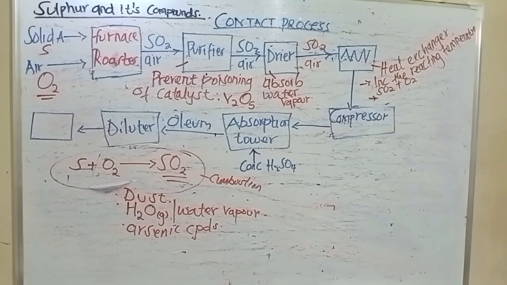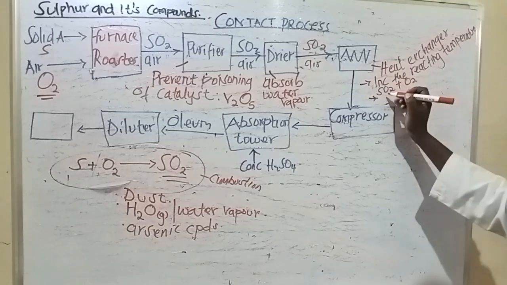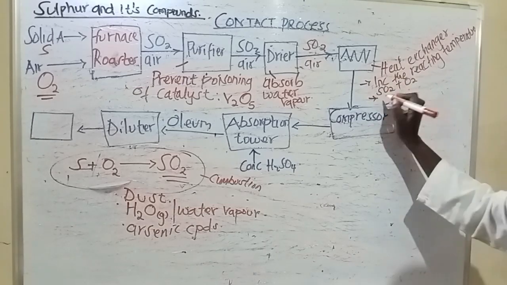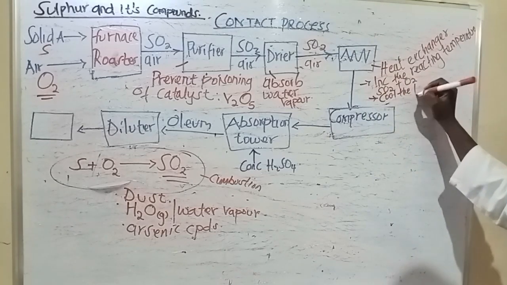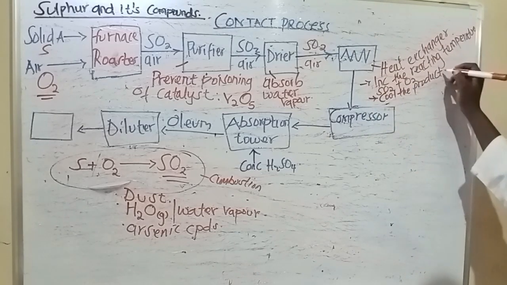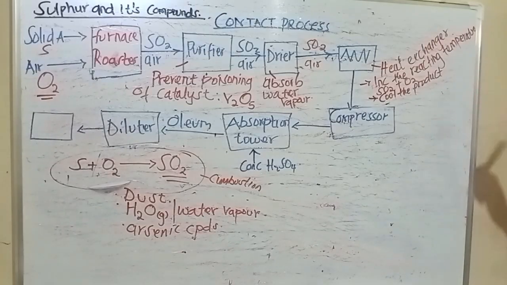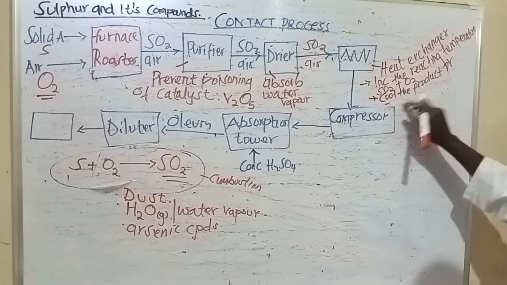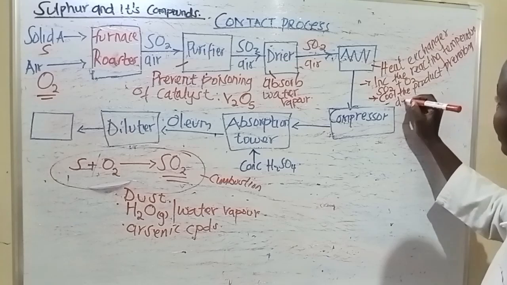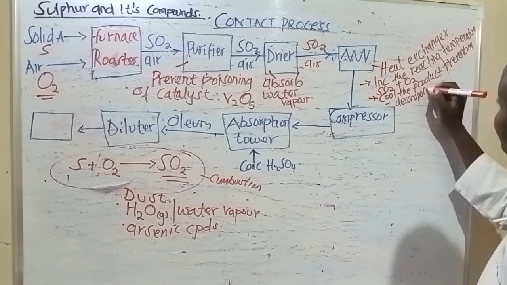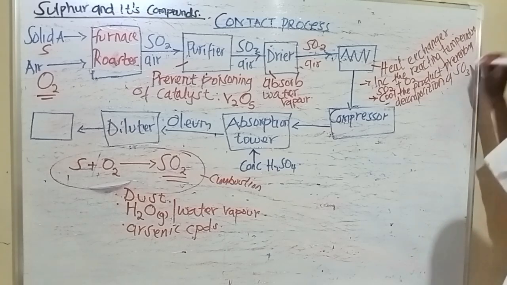Now, the other thing that we're doing in the heat exchanger is what? The other thing is we are going to cool the product. Here, in the heat exchanger, we're going to cool the products, preventing decomposition. We are going to cool the product preventing what? Preventing decomposition of sulfur 6 oxide.